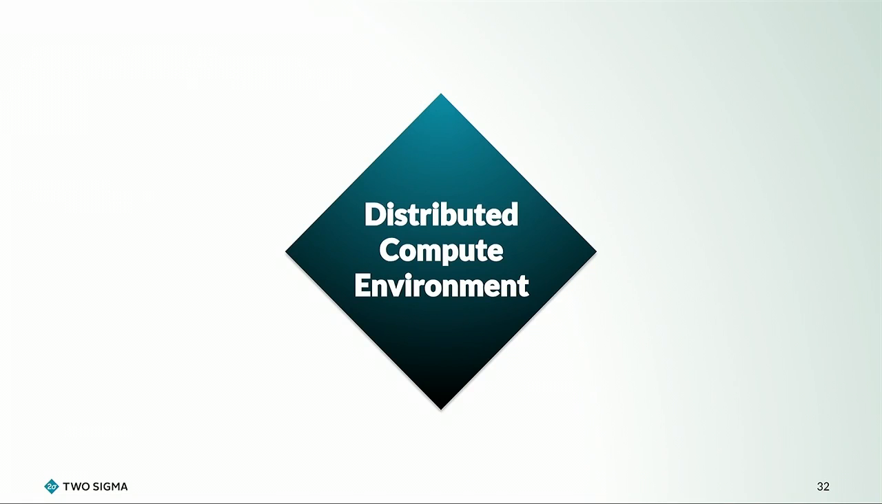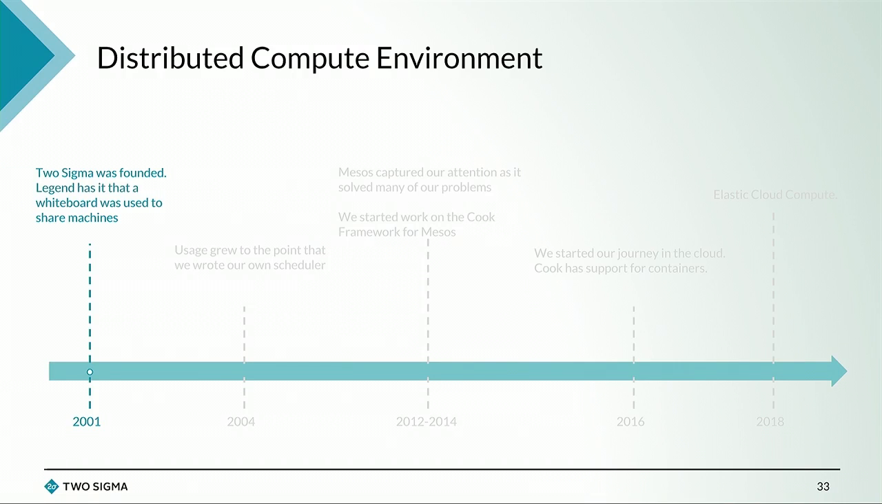So a bit about our distributed compute environment and kind of over the history over the past 15 or 16 years. As legend has it, when 2 Sigma was founded, a couple of founders, a couple of early employees, time-shared compute based on a whiteboard. Literally just on the whiteboard, hey, Bob has it this week, Susie has it next week, et cetera. And I guess it worked for a few years, at least 3 years or so, from what I'm told.